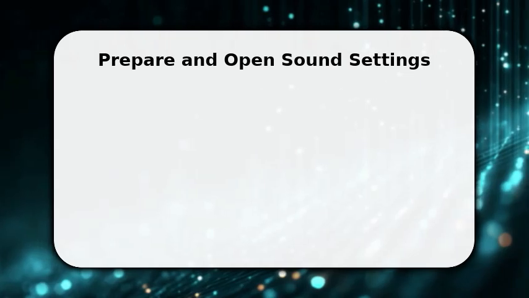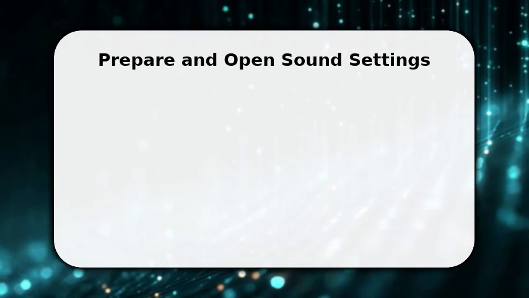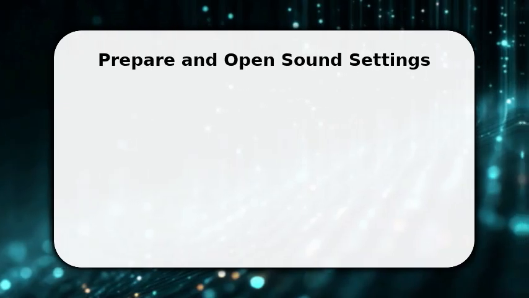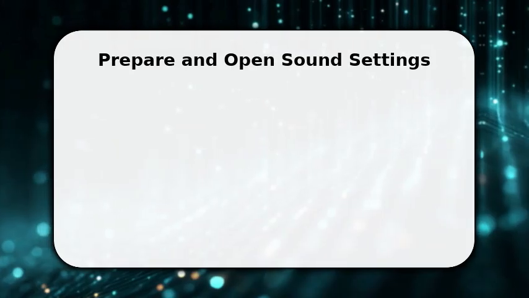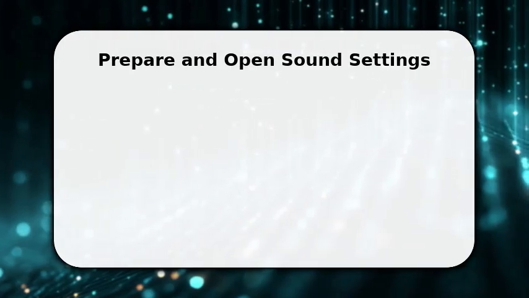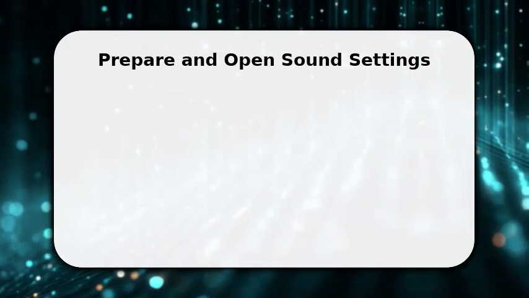Enjoy the video. You start by confirming physical connections and power. It avoids wasted steps. Once done, open Settings then System then Sound, or right-click the speaker icon for quick access. Choose the correct output device because Windows can switch to HDMI or Bluetooth unexpectedly.